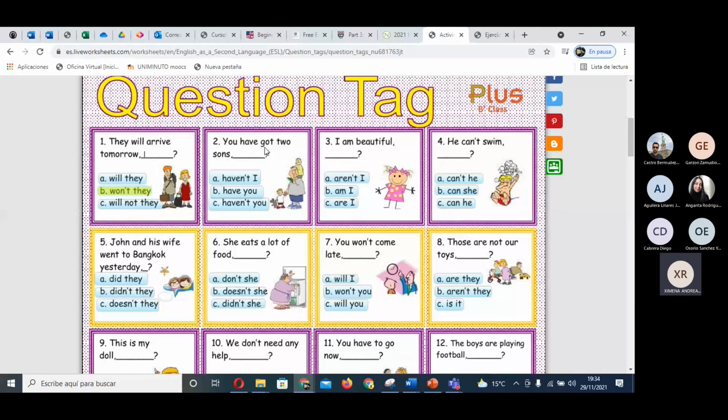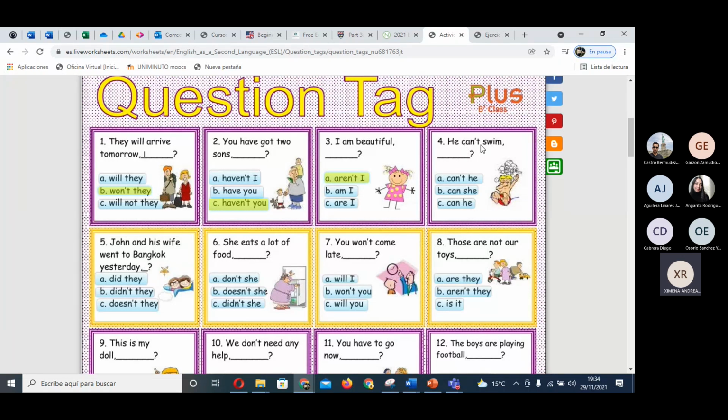Number 2. You have got 2 sons. Have got. Este es un presente perfecto por el have got, que usamos pues ese mismo have, pero en negativo. Haven't I, el sujeto no es I. Have you, como es afirmativa, debería ser negativa, por ende la correcta sería la C. Haven't you? I am beautiful. Aren't I? Miren que es una oración afirmativa, por ende yo requiero una oración negativa. The correct answer would be aren't I. Y recuerden la excepción, ¿no?